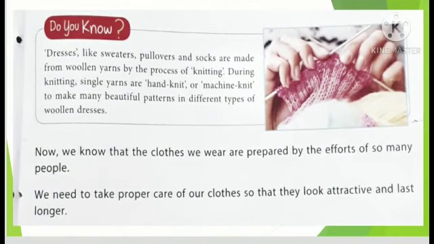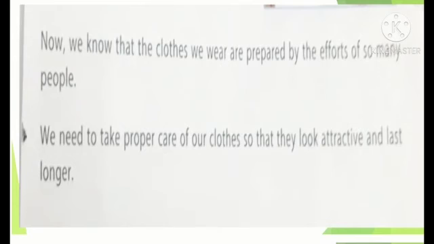Now, do you know what is given there? Dresses like sweaters, pullovers, and socks are made from woolen yarns by the process of knitting. During knitting, single yarns are hand knit or machine knit to make many beautiful patterns in different types of woolen dresses. And this is all about the making or production of cloth with the help of different techniques, dear students.